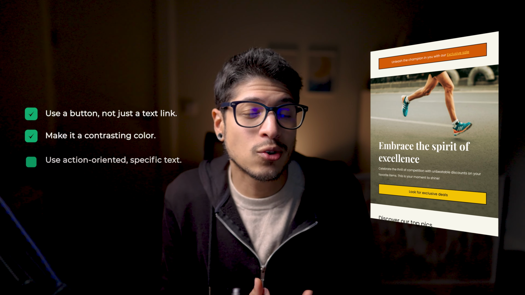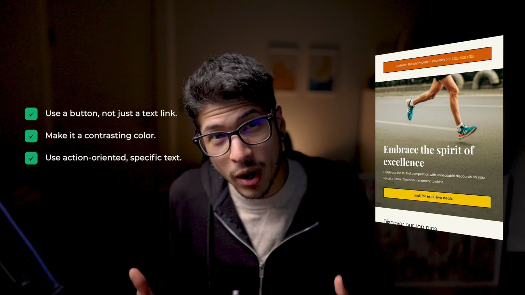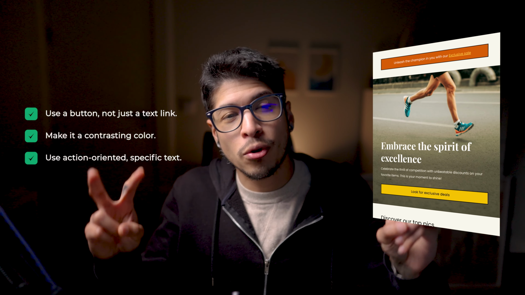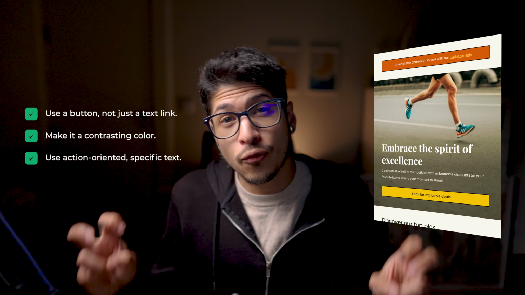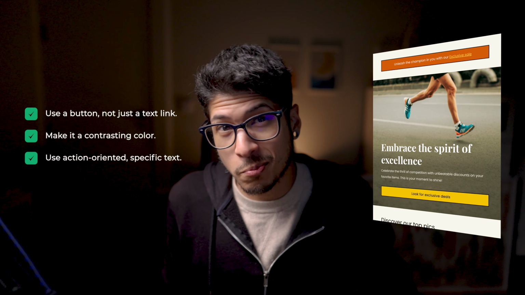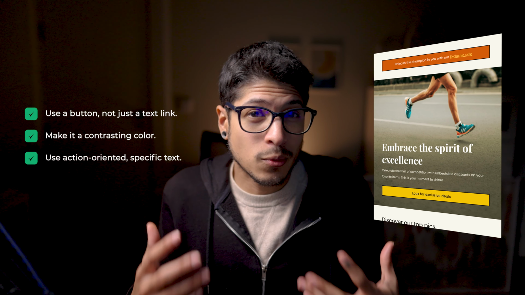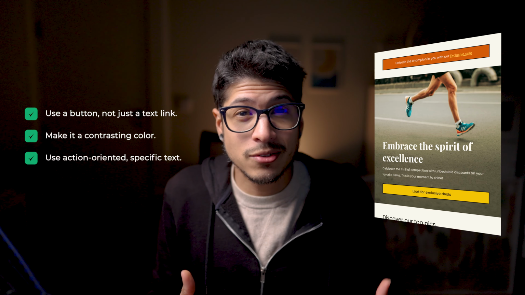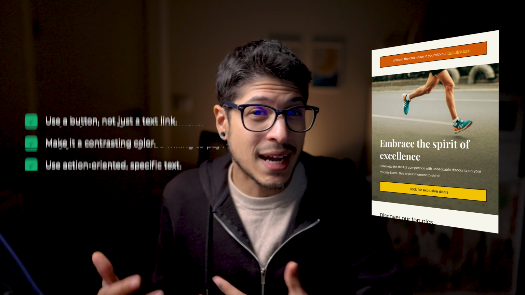And you want to use action-oriented specific text as well. Instead of learn more, try something like get your free checklist or reserve your spot. Of course, change it up to fit whatever you're promoting, but the key here is to tell them exactly what will happen when they actually click.